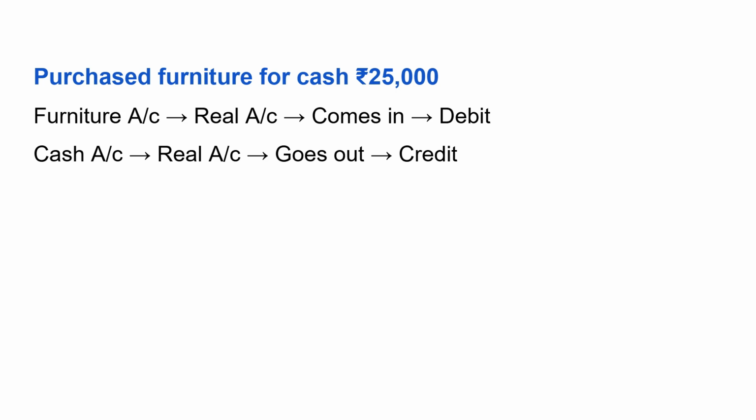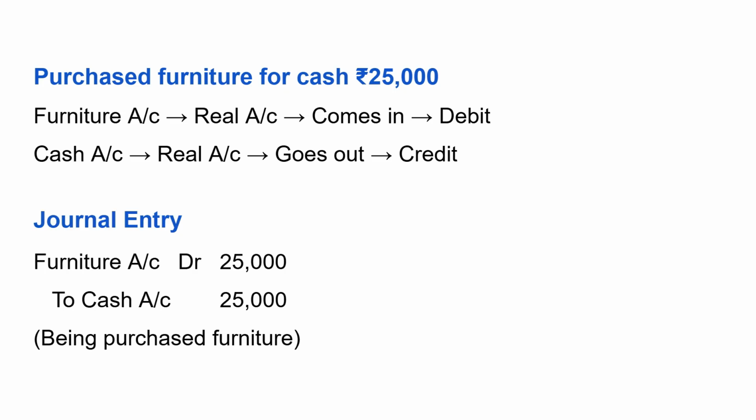And cash account. Cash account is real account. Why? Because cash goes out of the business. We purchase the furniture and we paid the cash. So cash goes out of the business now. So the rule for real account is credit what goes out. So cash is credited. And the journal entry is furniture account debit 25,000 rupees to cash account 25,000 rupees. And the narration is being purchased furniture. Furniture is an asset, not an expense.